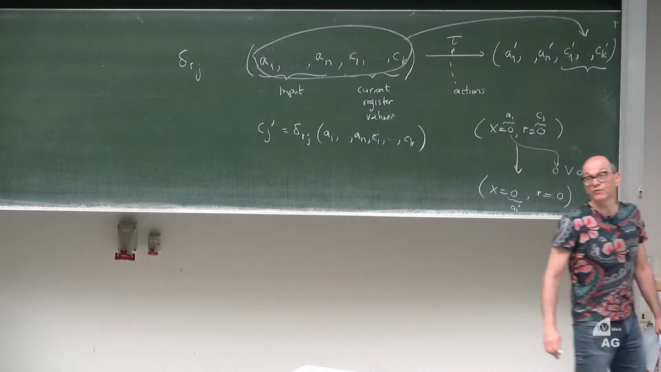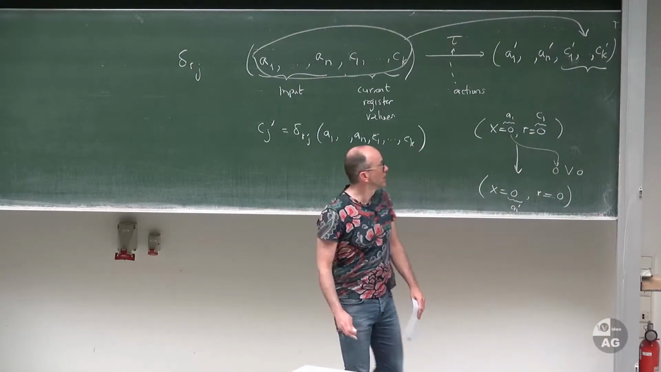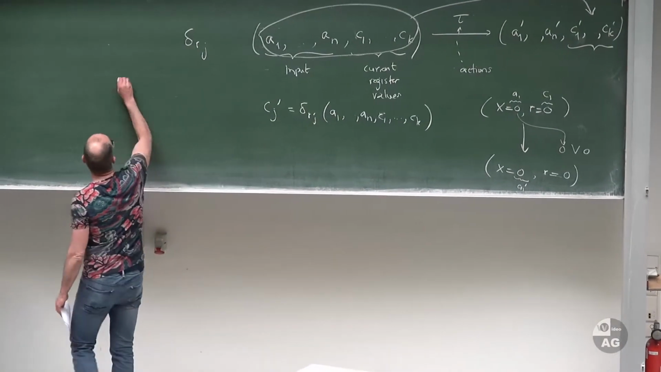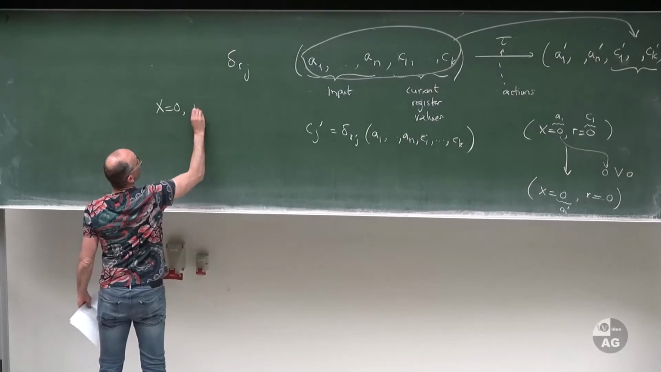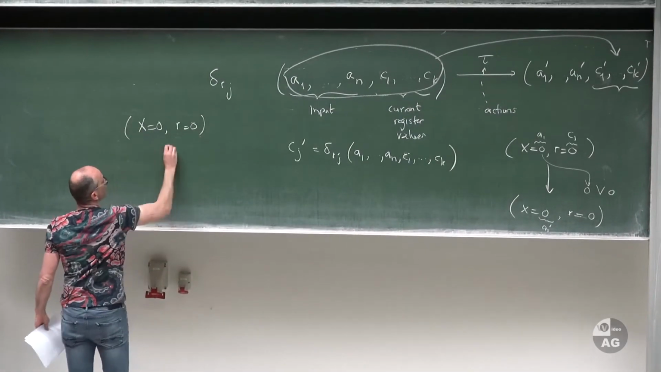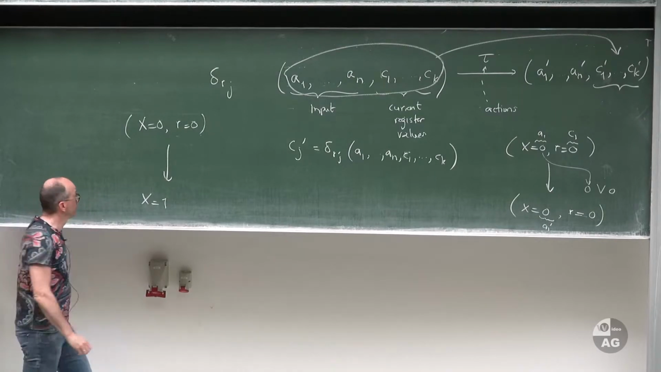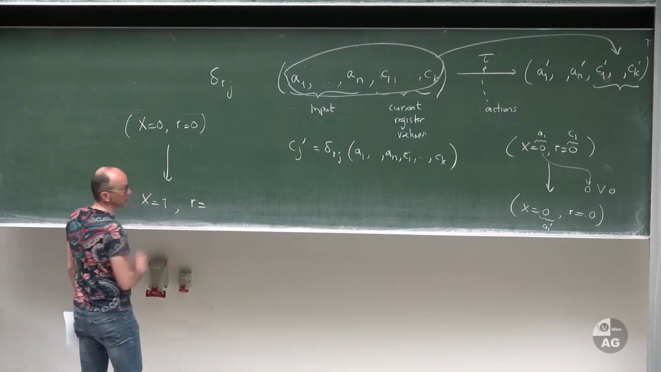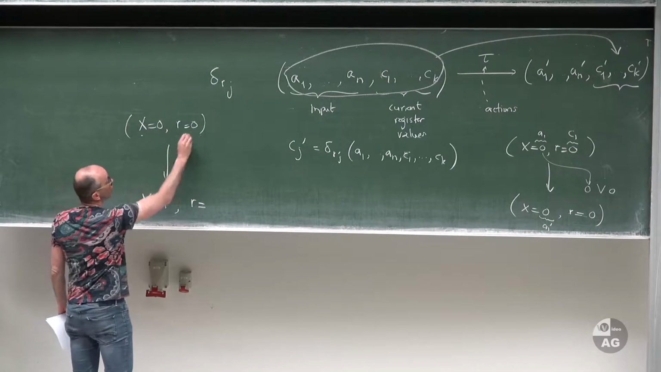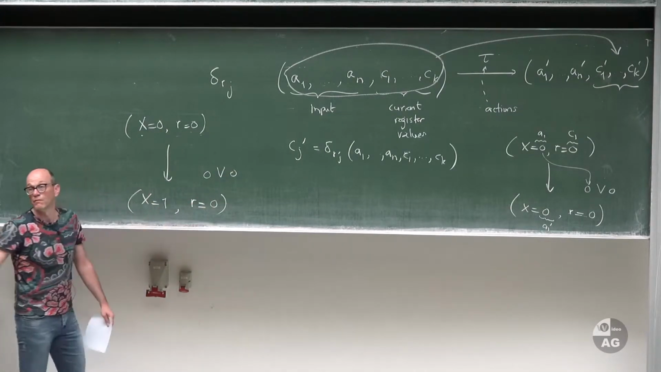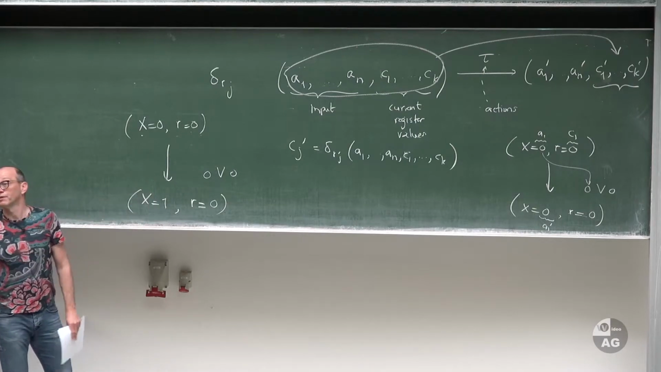What happens if the input becomes a 1? In that case, I move from the state x equals 0, r equals 0, to the state x equals 1, because that's my new input. And again, this register value depends on those two values, so again it's 0 or 0, which means 0. And that's the rightmost state over there.